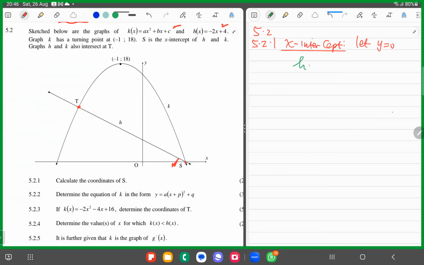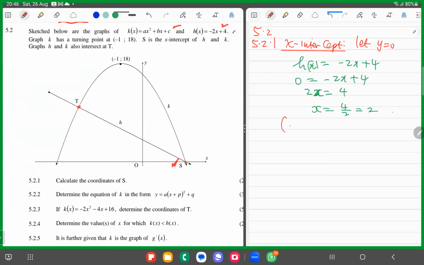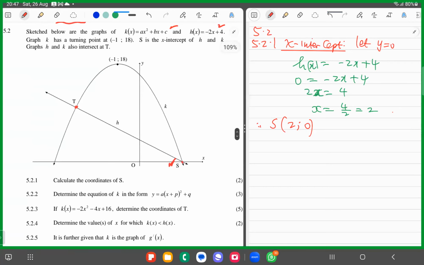So if h is -2x plus 4 and y is 0, which means we have 2x equals 4. You divide through by 2. So, which means that when x is 2, then y is 0. And these are the coordinates of S. So the coordinates of S are those ones. What are the coordinates of S? The coordinates of S are clearly 2 and 0.